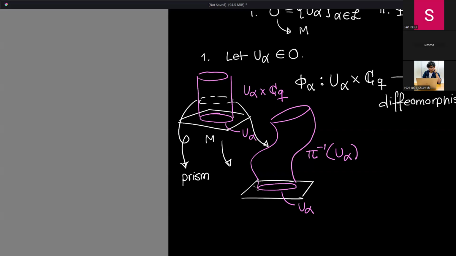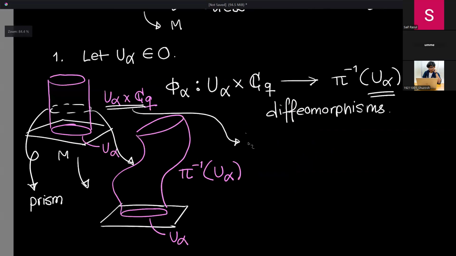So that's what it's saying. Our fibers could be twisted around, but they still have to be diffeomorphic to the straight up prism fiber. And this is called a local trivialization.